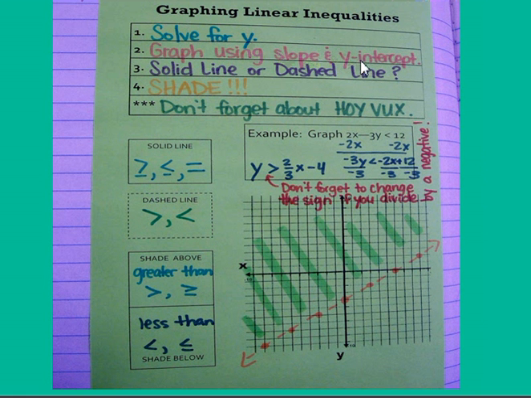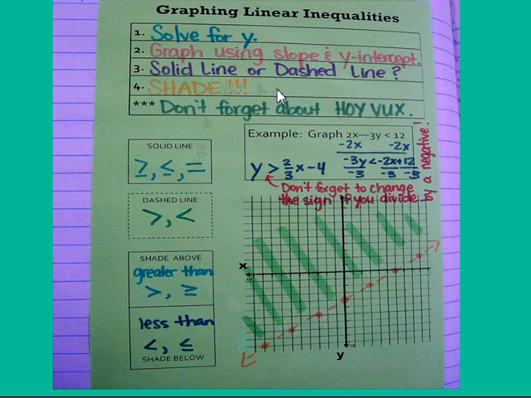You're graphing using the slope and the y-intercepts. You're going to use solid lines or dashed lines. If it's greater than or equal to, less than or equal to, or just simply equal, you get a solid line. If it is less than or greater than, as these two, you're going to get a dashed line. This is an example of a dashed line. A solid line would be one complete line.